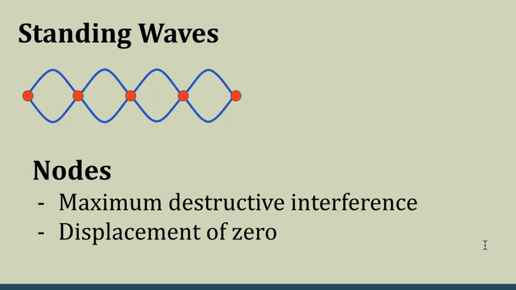So these red dots represent nodes. Basically, you're just looking for points where the two lines overlap. But in physics terms, they might say that it's maximum destructive interference, or they might refer to it as having displacement of 0.